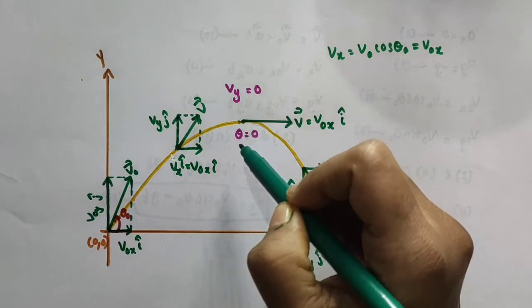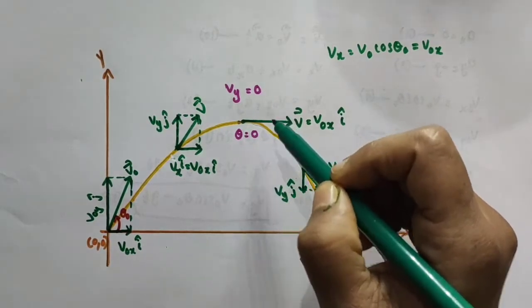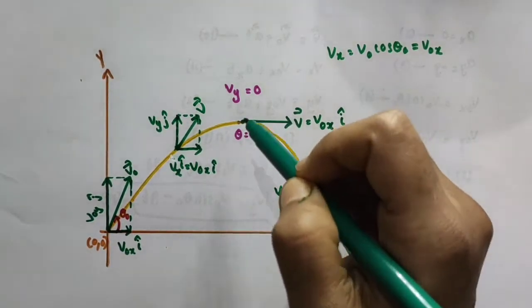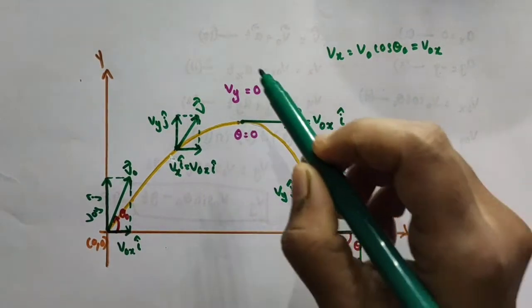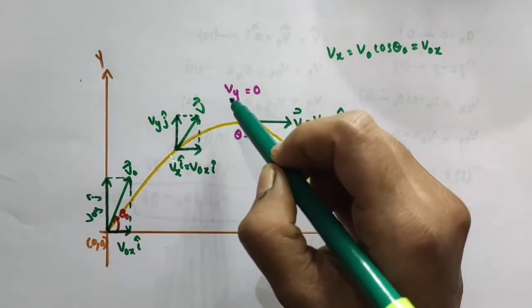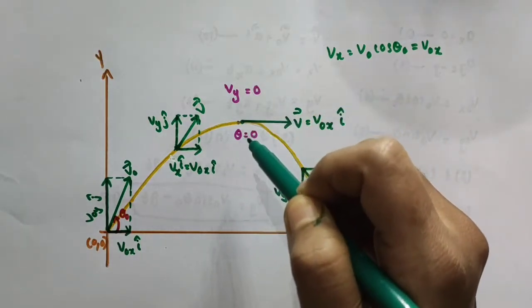So what about the theta? Theta is the angle between the velocity vector and the x-axis. So here theta equal to 0 because this velocity vector is along the x-axis. So we can write the velocity at the maximum height: Vy equal to 0 and theta equal to 0.